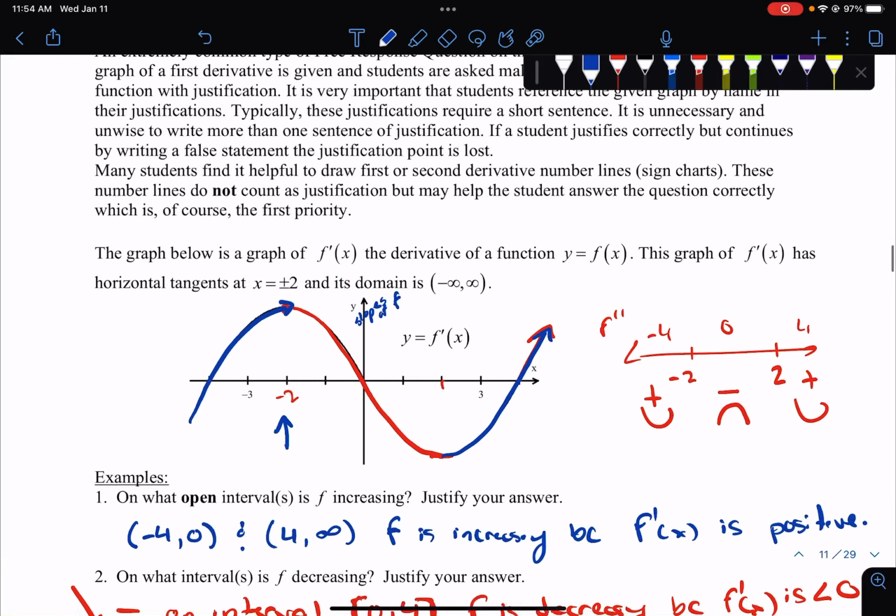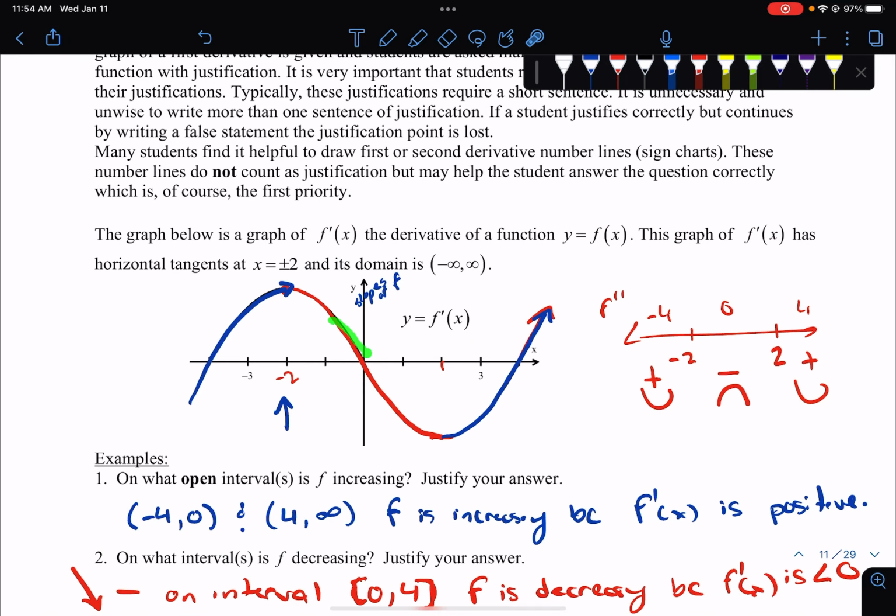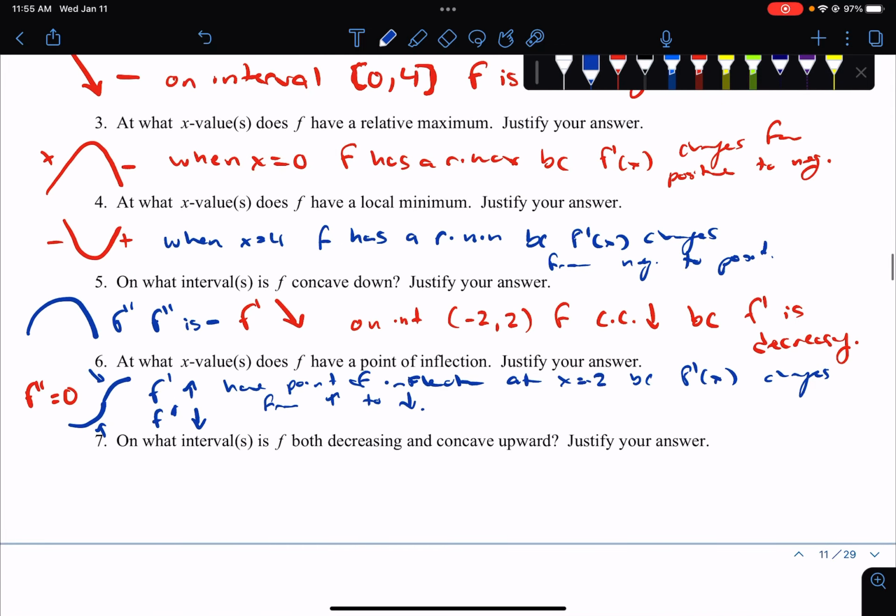And then if I look again, my function is decreasing, and then it changes to increasing at positive 2. So, and at x equals 2, because f prime of x changes from decreasing to increasing.